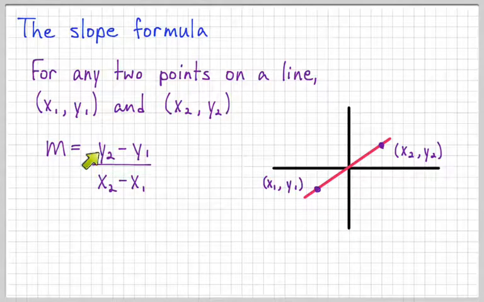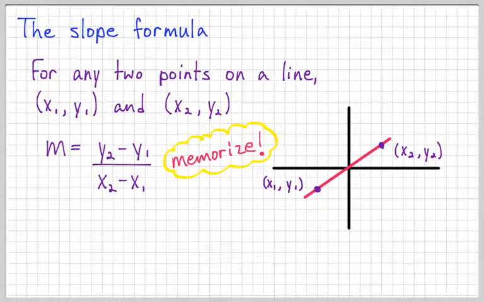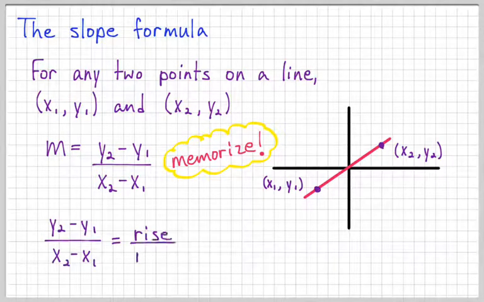And this makes sense because we know that the top number is the rise. The vertical change in the line is the rise, and we get that by subtracting the y coordinates. The bottom number is the difference between the horizontal coordinates, or the run. You definitely need to memorize this formula so you can use it later. Here I wrote this out so you could see that the difference between the y coordinates is going to give you rise. The difference between the x coordinates is going to give you run.